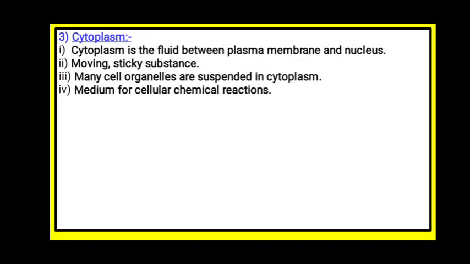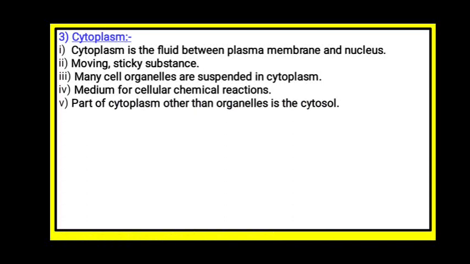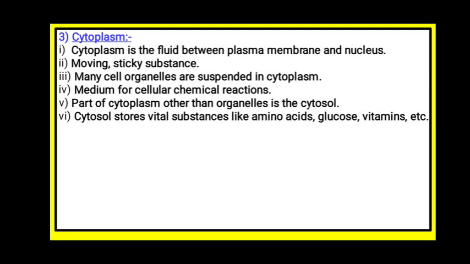Cytoplasm is the medium for cellular chemical reactions. Most of the cellular chemical reactions take place in the cytoplasm. The part of the cytoplasm other than the organelles is called as cytosol. The function of the cytosol is to store vital substances, that is important substances like amino acids, glucose, vitamins, etc.